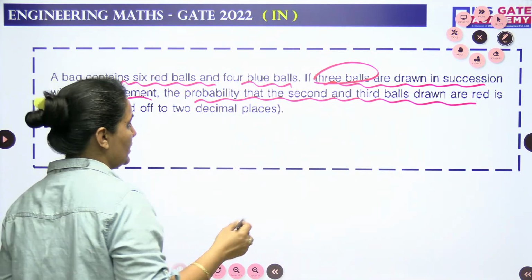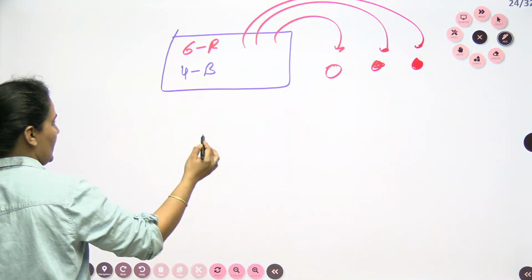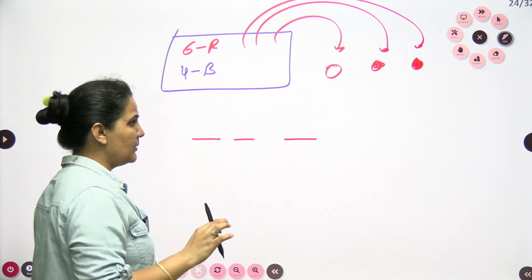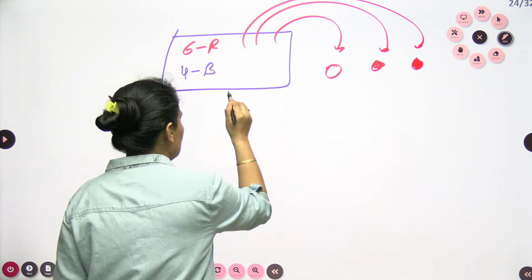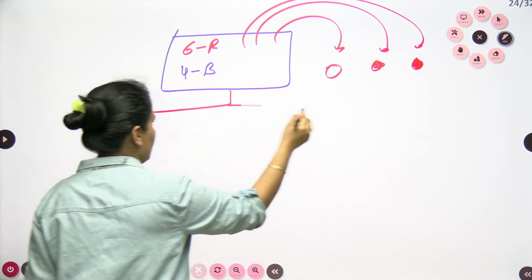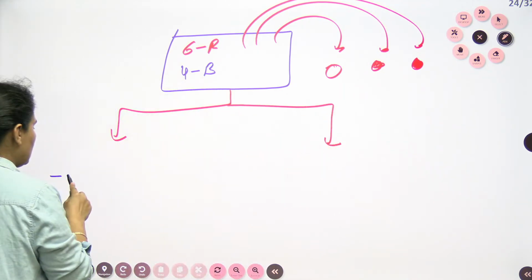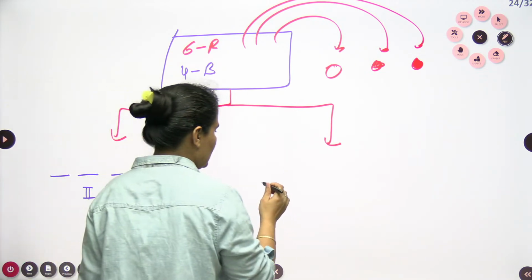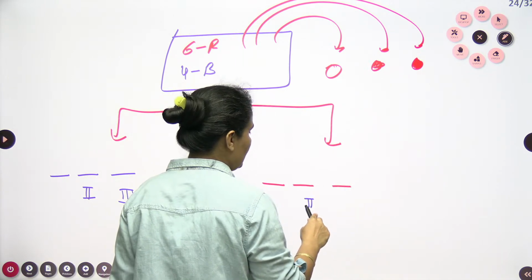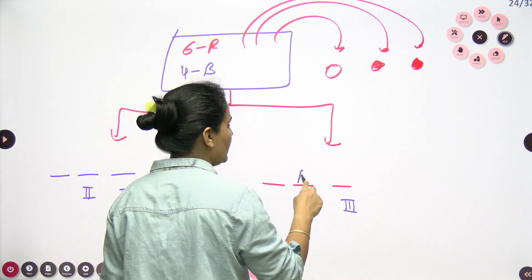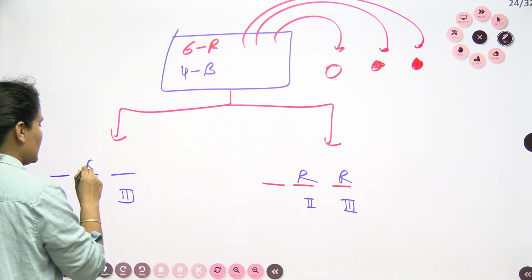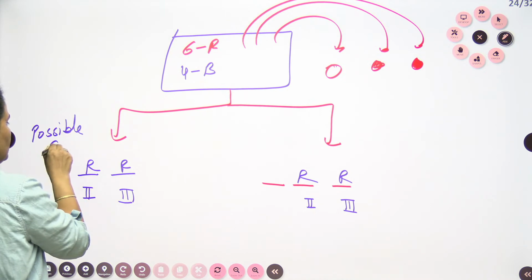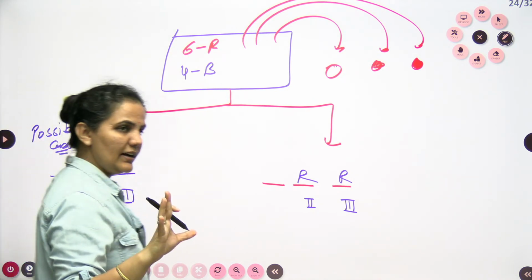Okay, now we need to find out what the requirement is. The requirement is, if you draw the 3 balls, it's very simple, at the second and third position you want a red ball. These are my possible cases: at the second and third position we want only and only a red ball.